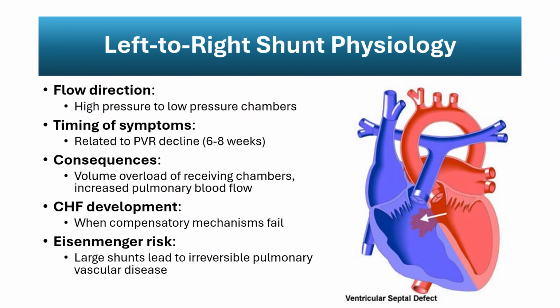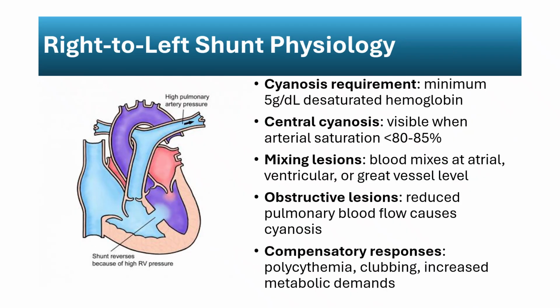The long-term risk is Eisenmenger syndrome. With very large and uncorrected shunts, the pulmonary vasculature remodels under chronic high flow and pressure. This leads to fixed pulmonary hypertension and eventually reversal of the shunt to right-to-left flow, producing cyanosis. For the clinician, the key is recognizing that symptoms often emerge weeks after birth, not immediately, and that early detection and intervention prevent progression to irreversible pulmonary vascular disease.